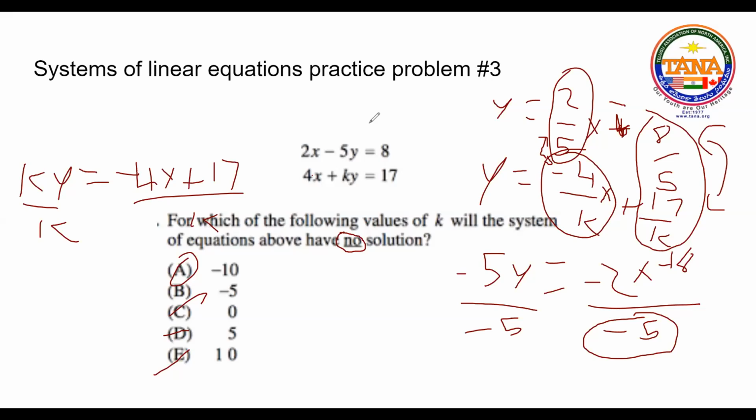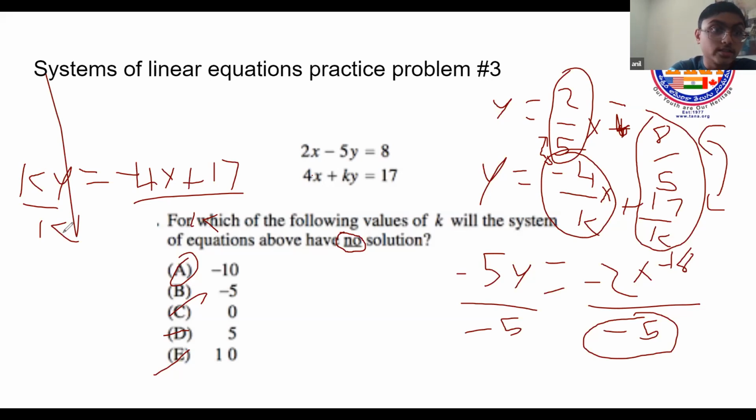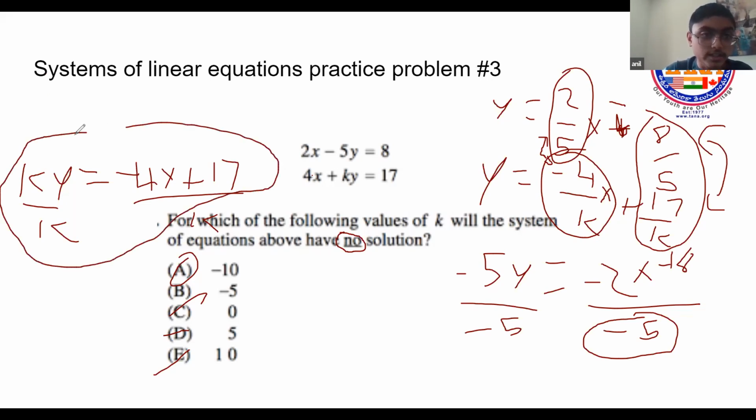Rohan? I have a question. After you solve the first equation, y equals 2 over 5x minus 8 over 5, I kind of zoned out. What do you do after that again? So you have the first equation, right? What you do is you solve the second equation as I wrote over here. You take the second equation and isolate for ky.